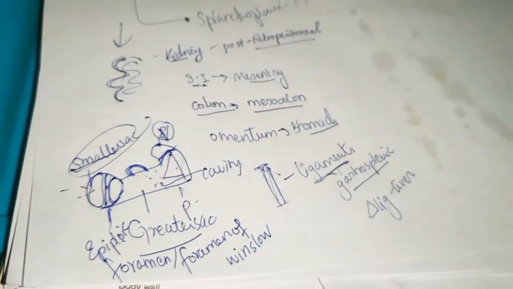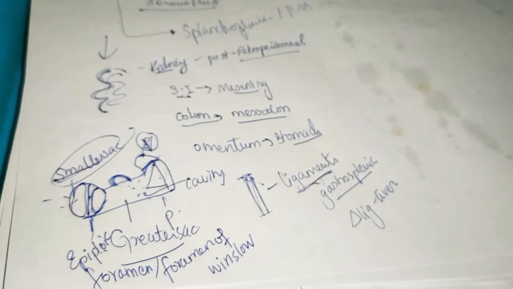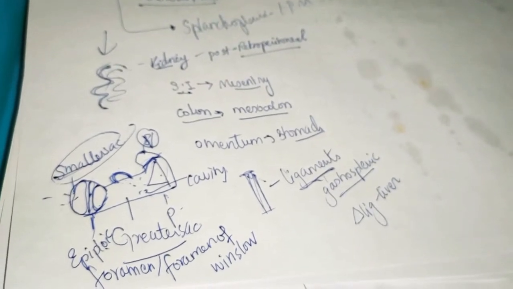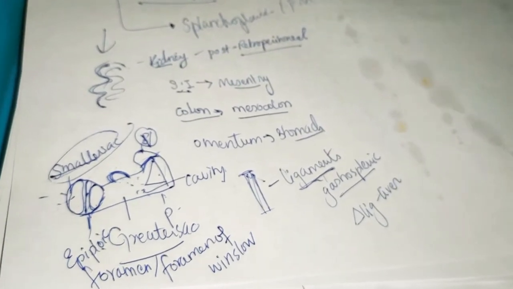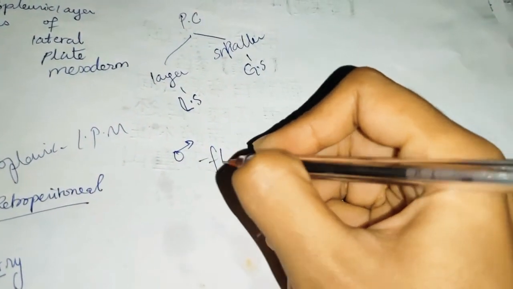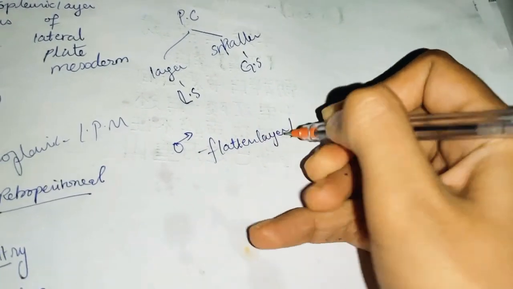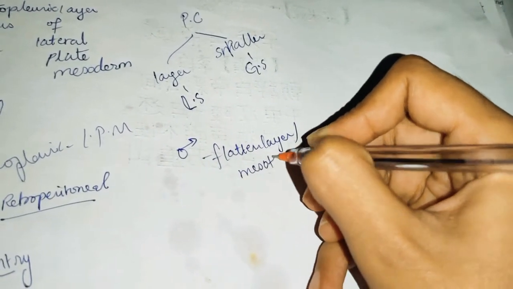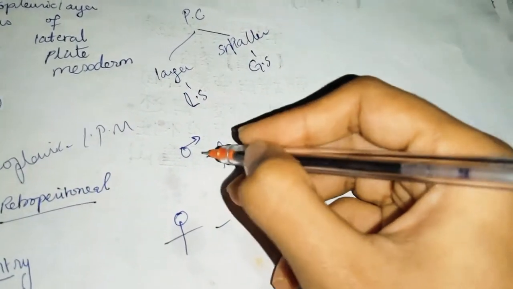Now coming to the sex difference of the peritoneum. In the male, the peritoneum is a closed sac and it is lined by mesothelium or flattened epithelium. But in the female, it has many different types. So in male, it is the simple type. The peritoneum in the male is just lined by a flattened layer of mesothelium. But in female it is different. In female, it changes according to the place.